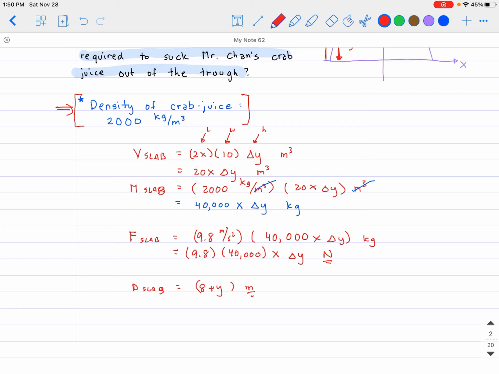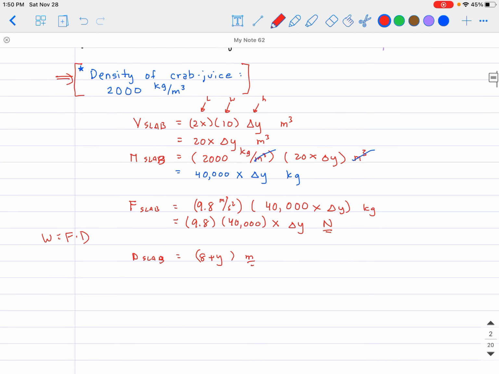We have newtons, we have meters. So newton meters give us joules, because once again, work is equal to force times distance. So put it all together. The work of the slab is equal to 9.8 multiplied by 40,000 multiplied by x multiplied by 8 plus y, and then delta y. And that is in joules, because that is newton meters.